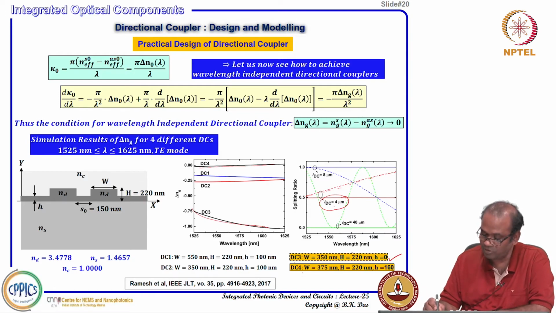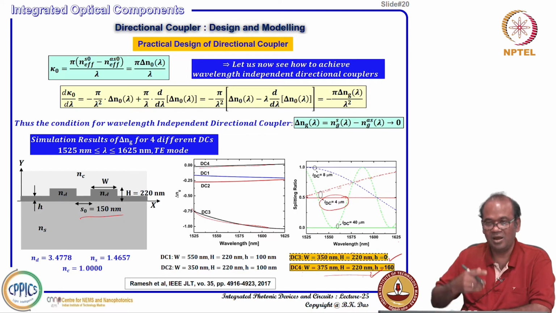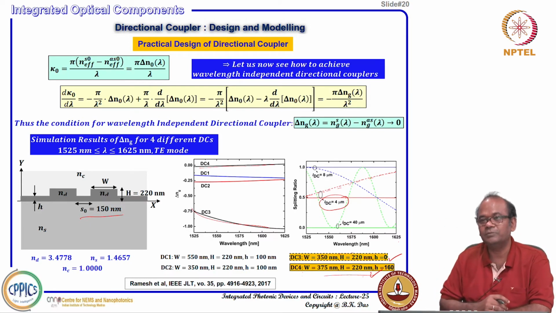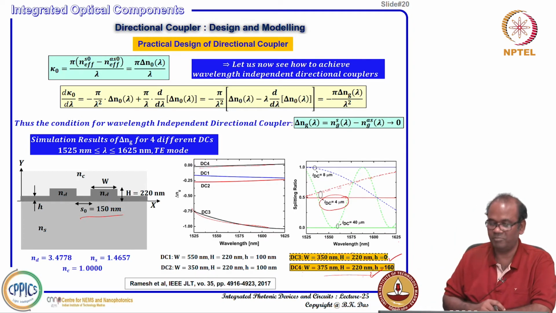However, if you use DC4, this dimension, you see 1525 also 50%, 1625 also 50%. So, if you are using DC4 and 4 micrometer length, if you use this directional coupler design with S equal to 150 nanometer and length exactly 4 micrometer, you can get 3 dB power splitting. So, 50% will go to the cross port, 50% will go to the bar port. So, this design ensures that.